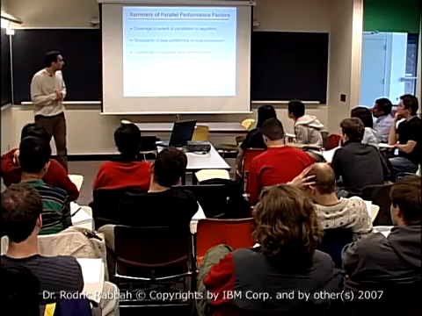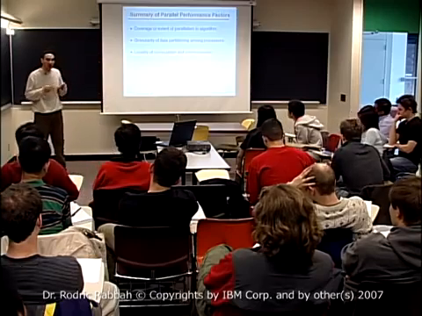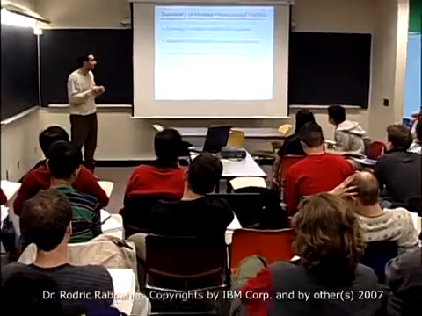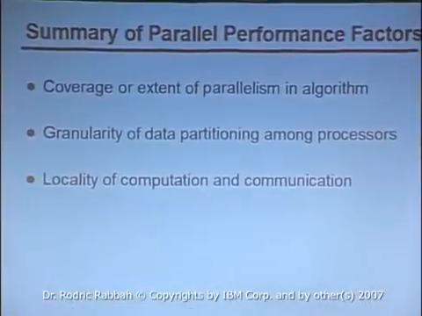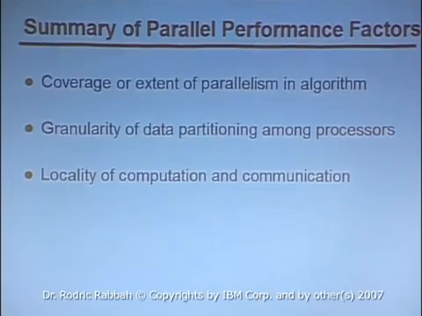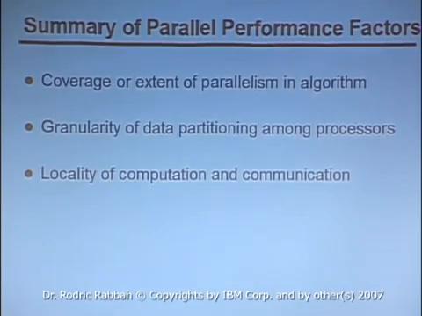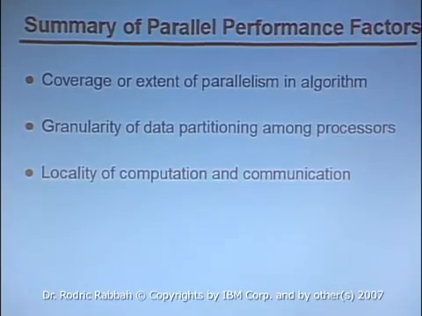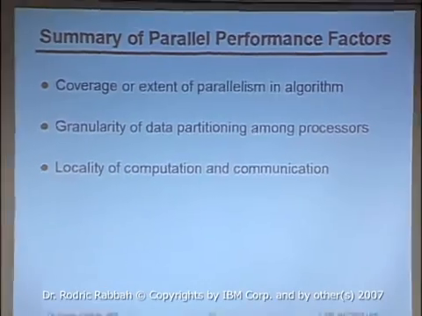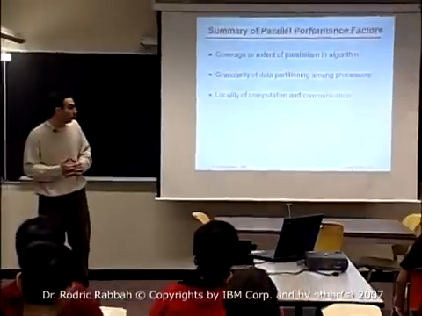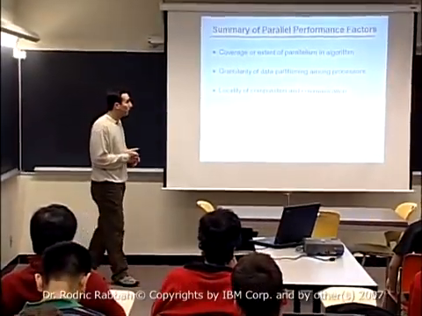So, a summary of parallel performance factors. There are 3 things I tried to cover. First, coverage, or the extent of parallelism in your application. You saw Amdahl's law, which gave you a model that said when parallelizing your application is going to be worthwhile. And it really boils down to how much parallelism you actually have in your particular algorithm. If your algorithm is sequential, then there's really nothing you can do for programming for performance using parallel architectures.